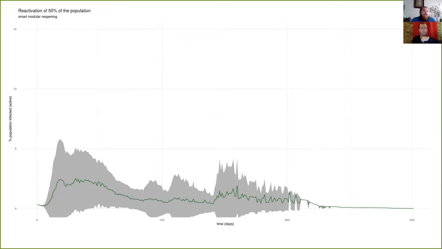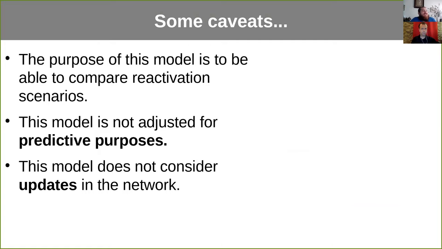There are some caveats of the model. This model is not designed to be predictive. It's just calibrated to be comparative between the different scenarios. And one thing that we know is that the model does not consider further updates in the network, which has been the case because there have been different steps of relaxation.